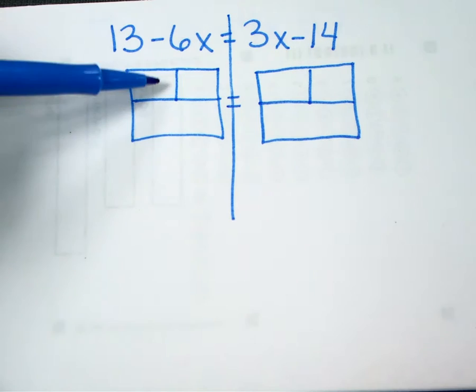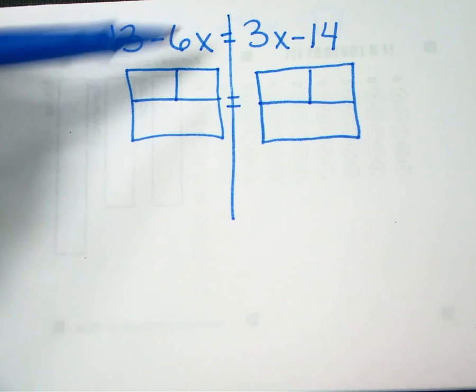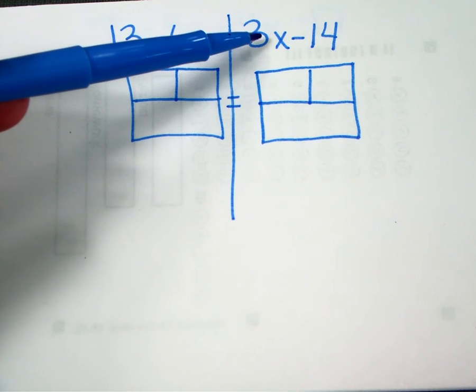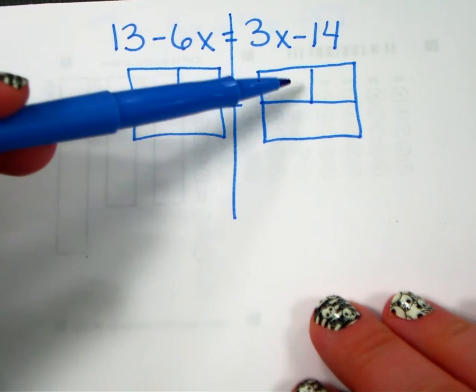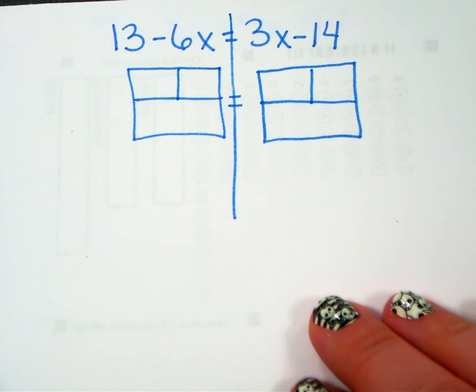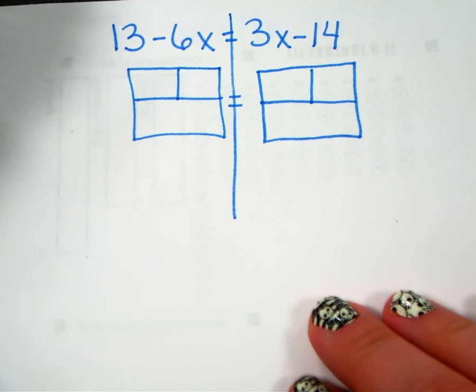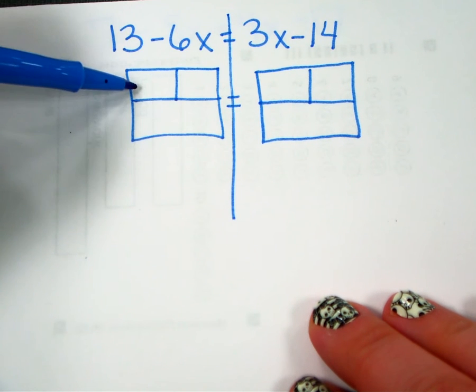The top two boxes represent the two terms that have variables, because I see that there are two terms that have variables in there. On the right side, I have two boxes on the top because there are two terms that have no variable. Now, this negative 6x is going to go into the variable box.